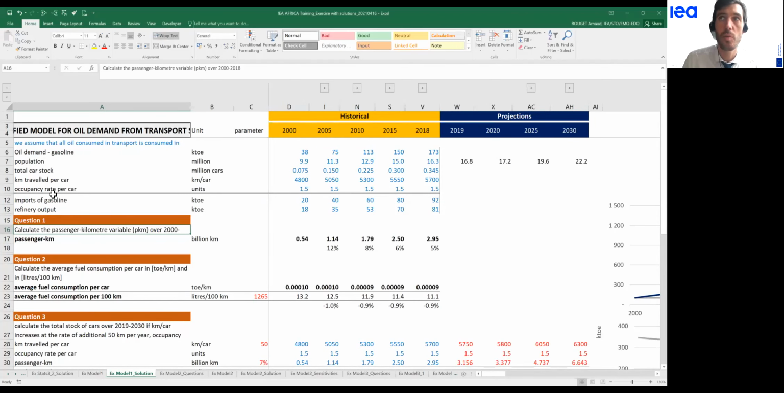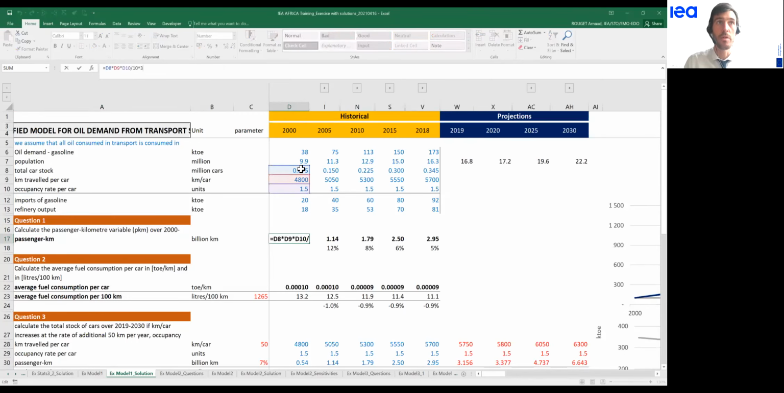Okay, so the first question was about calculating the passenger kilometer variable in historical data. As we mentioned, this is a variable that gives a good indication of the intensity of passenger transport in the country, because it is made of, and this is a calculation we've just done here, the number of cars in the country multiplied by the average distance traveled by every car in a year, and multiplied by the occupancy rate, so the number of people on average per car.